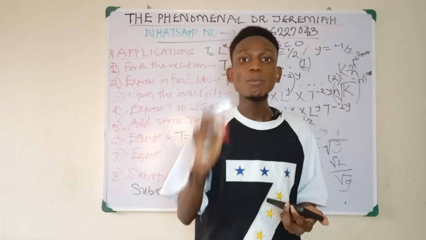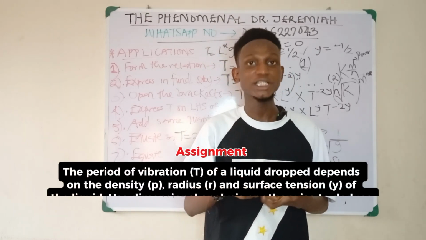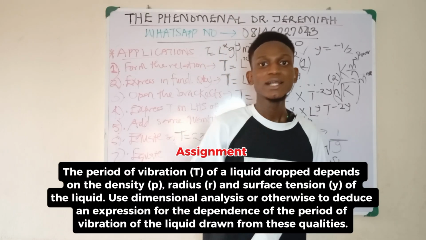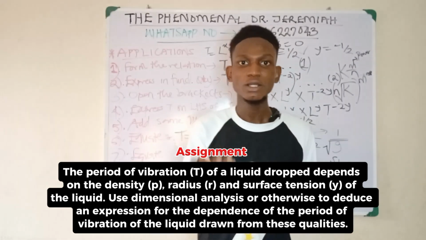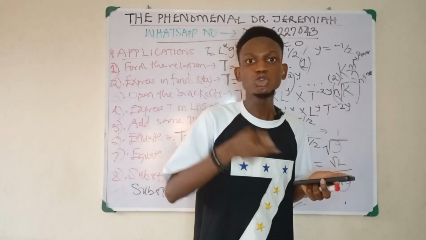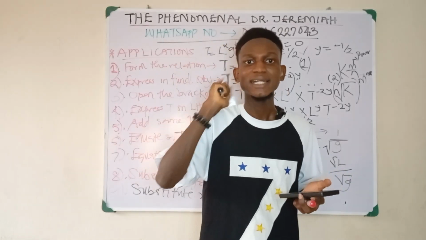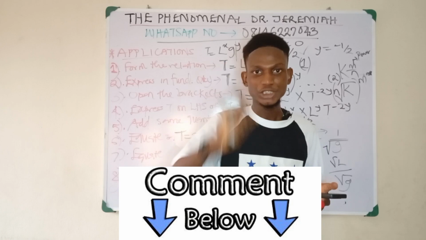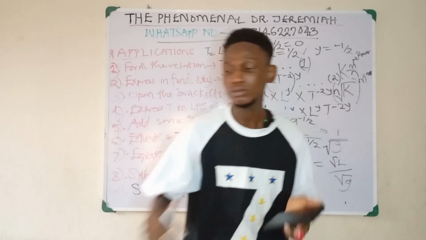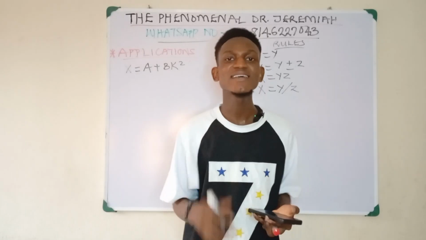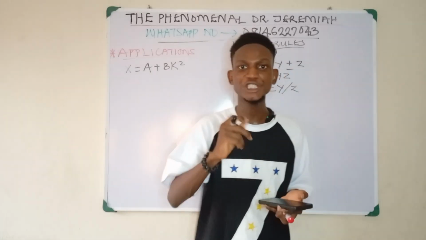Now I think we are done with this. I'll give you a take-home question. It's going to be shown on your screen right now. Do it as an assignment, and we go to the next application of dimension. Just do that question and tell me in the comment section below what your answer is. So let's move to the next application of dimension. The next application we're looking at is to check the correctness of a physical relation.